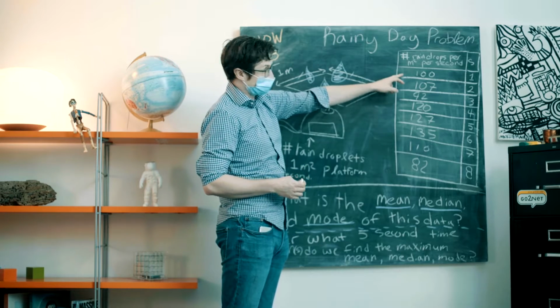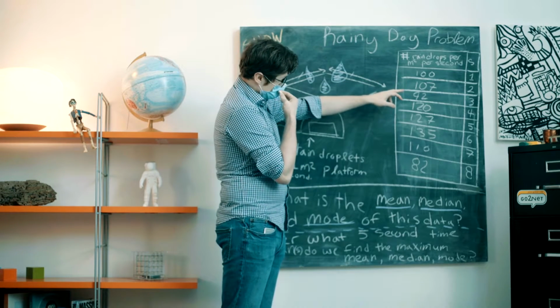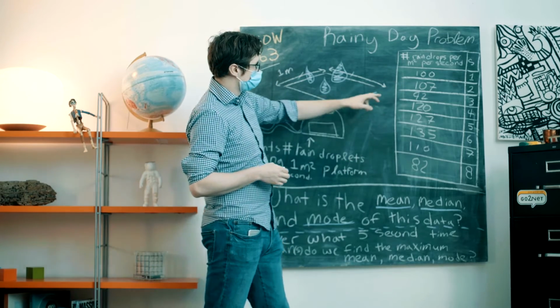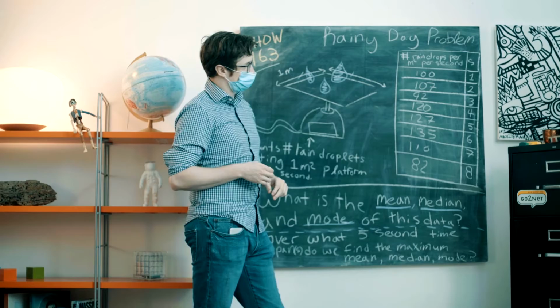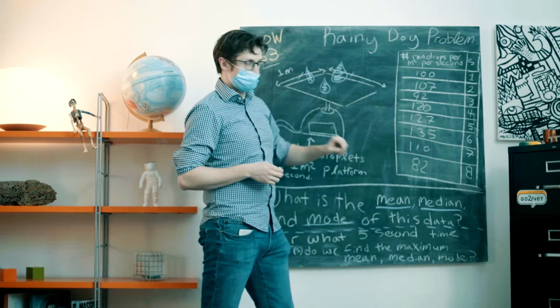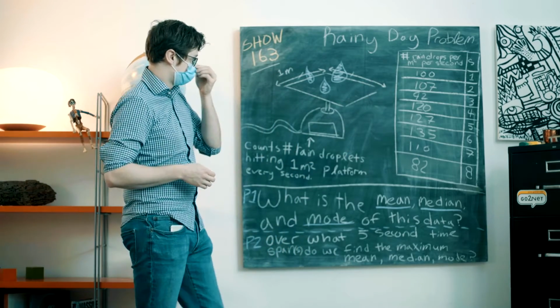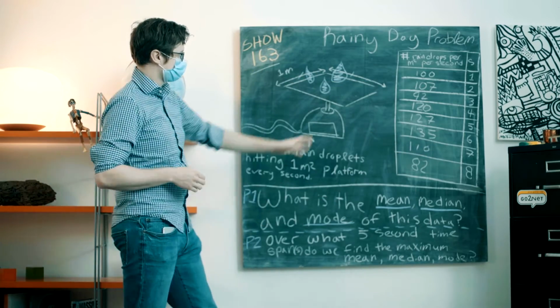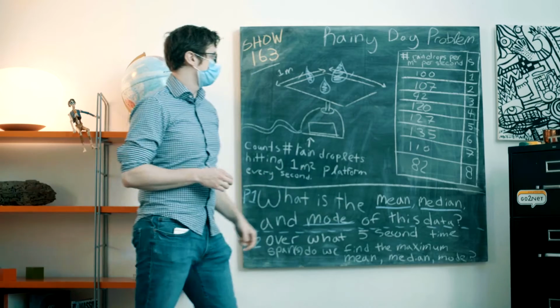So in the first second, we counted 100 raindrops. In the second, we counted 107 raindrops. In the third second, we counted 92 raindrops, and so on and so forth. Okay? And we have all the way down till 8 seconds. Okay, so we've got some data here.